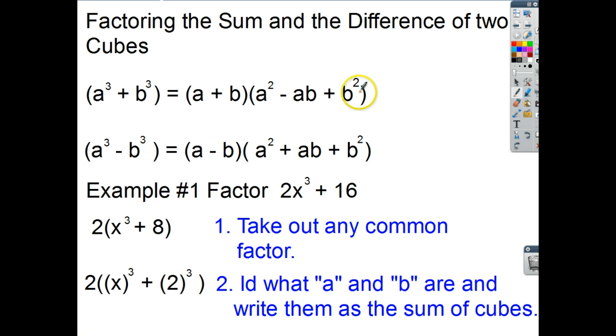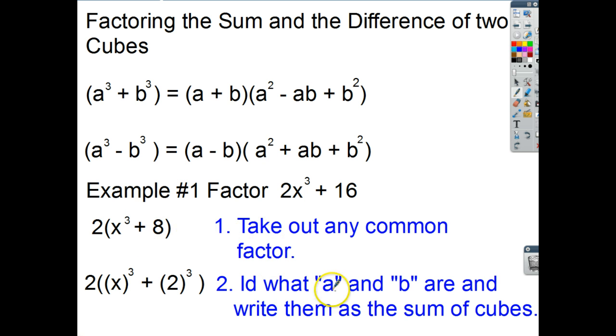Okay, factoring the sum and the difference of two cubes. So this is one of those things that we had at the beginning, and we're just showing you again these formulas. So here's what we want to do. Here's example 1, 2x cubed plus 16. First step is always take out a common factor. You can see both of these have a factor of 2 in it, and so it becomes 2 times x to the third plus 8.